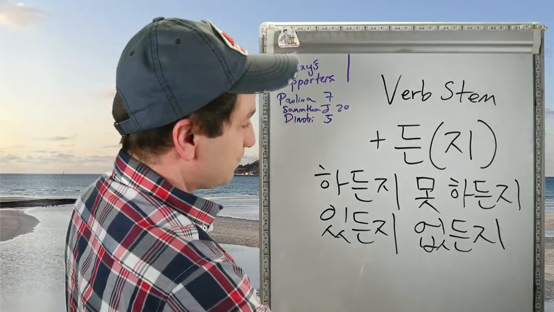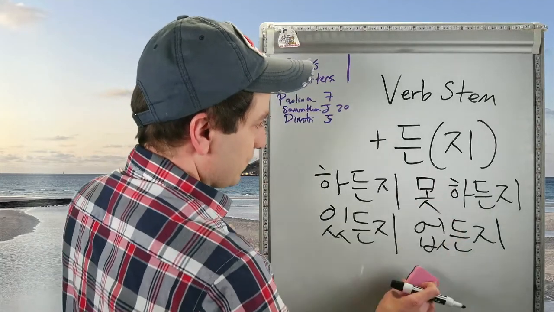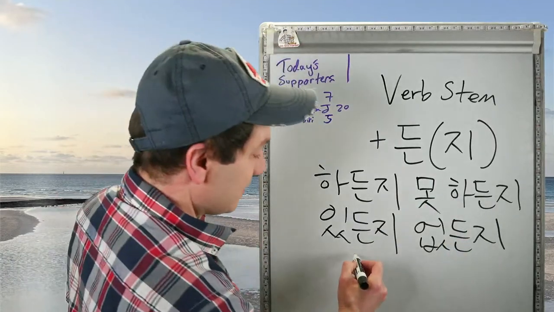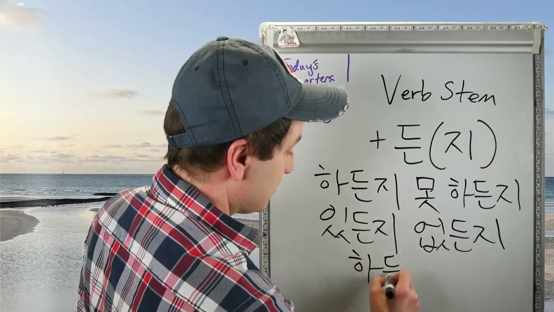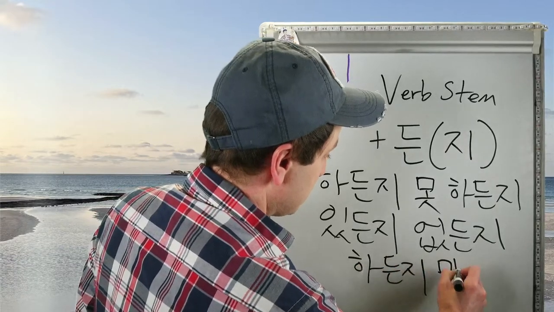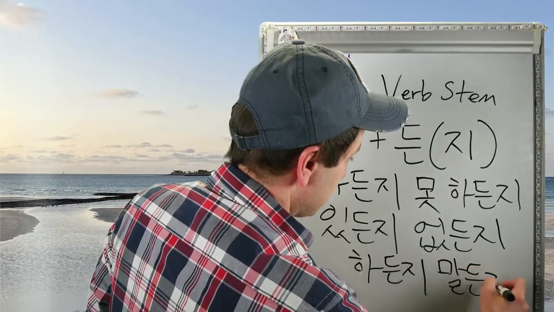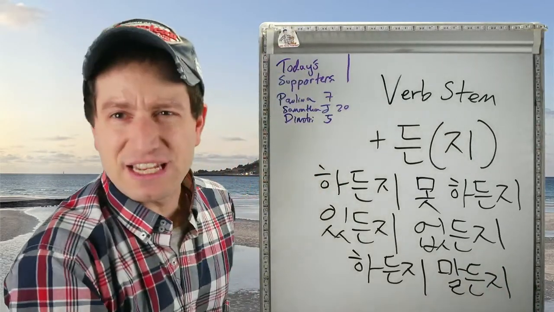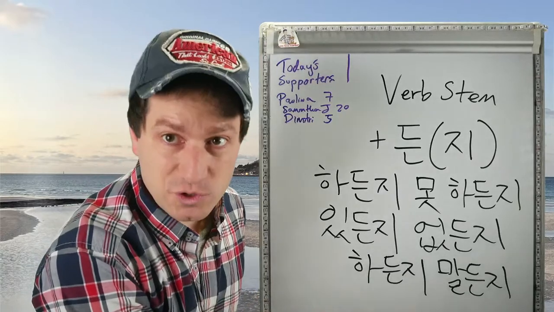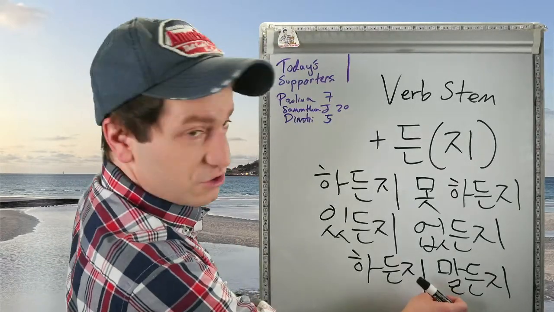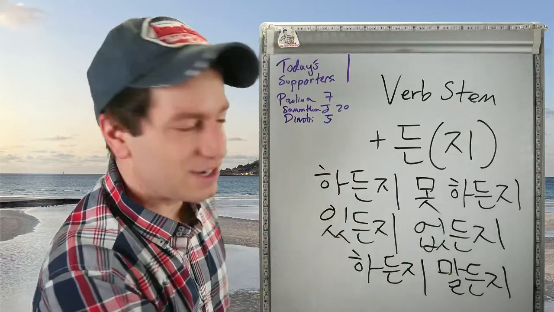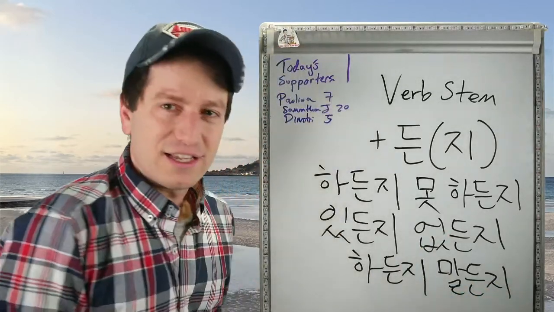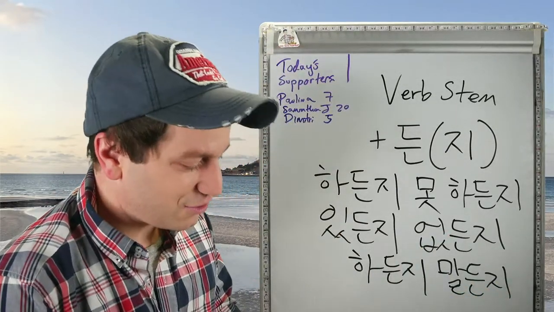Or if you're using a command, 하든지, 말든지. 말다 meaning to not do something or to stop doing something. Like when you tell someone don't do something, 하지 마요, 하지 마세요, 하든지 말든지. So this is just how it's used. So you use it twice.